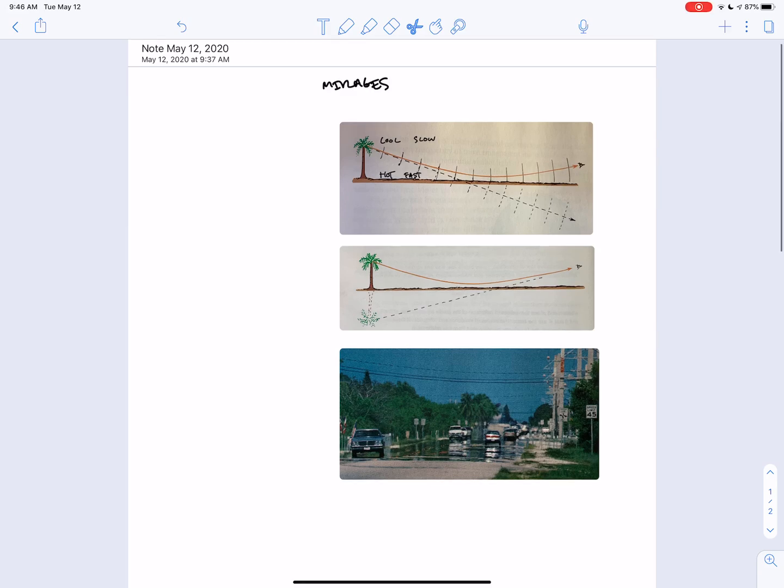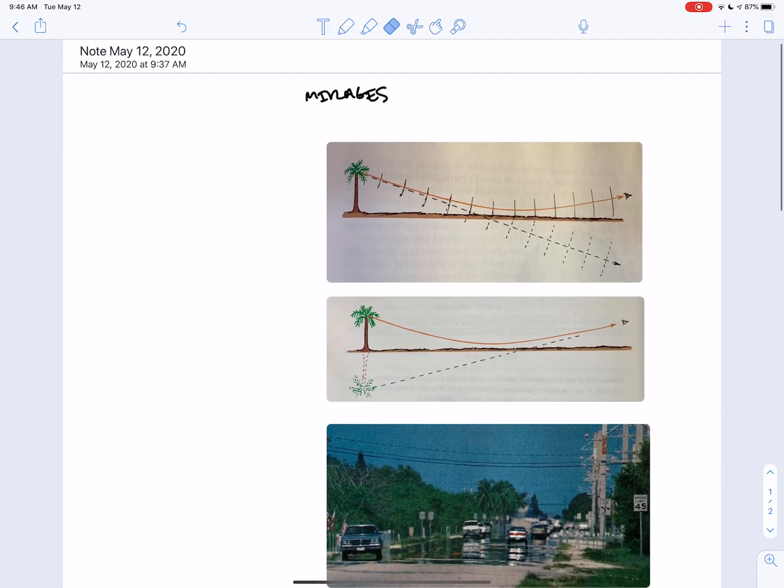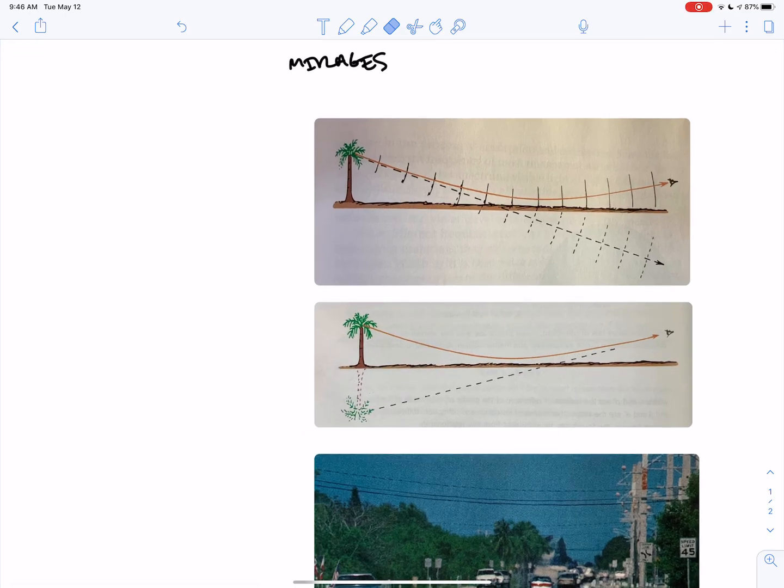Hola physics. Okay, so today's screencast is on mirages, and just like the screencast that you created in class yesterday, talking about the refraction of sound, mirages are the result of the refraction of light. They are a real image, and they can be photographed. And let's talk about how and why they occur.